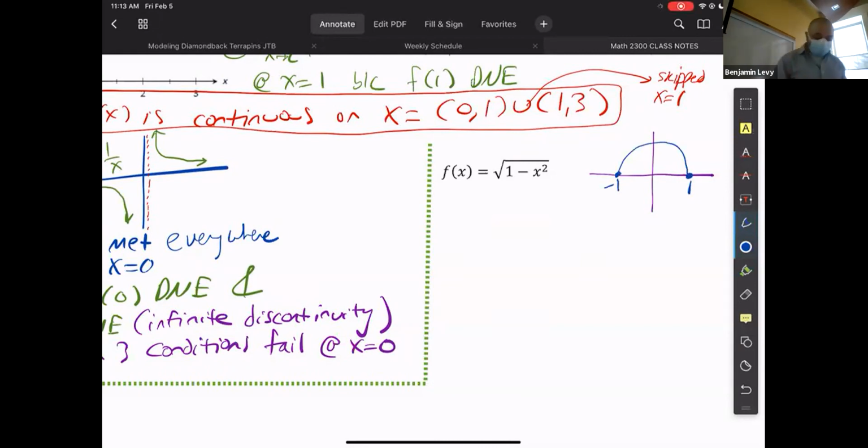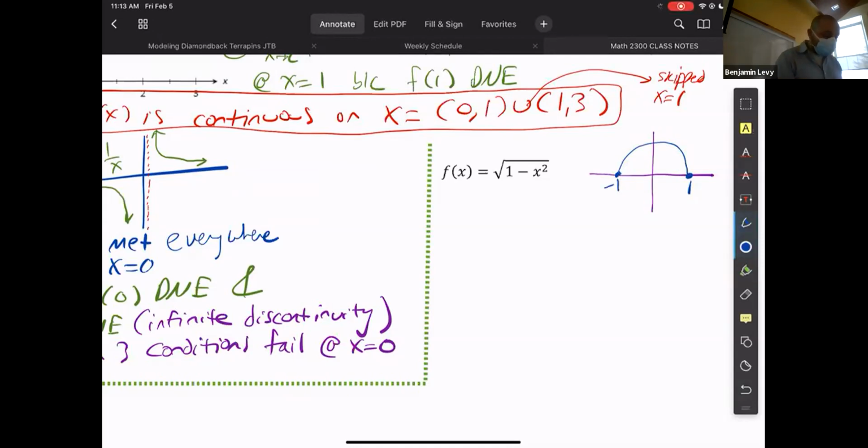This is a very continuous function on its domain, right? If I trace this out with my pen here, I don't lift up the pen at all anywhere between those 2 points. And so anywhere between -1 and 1, I hope you'll agree, is continuous, right?